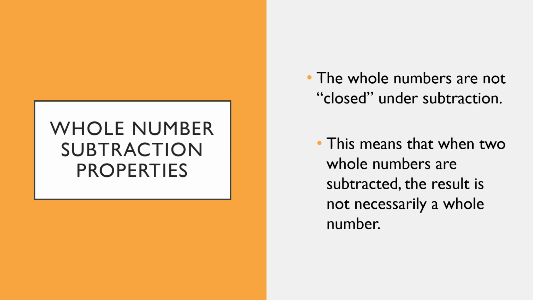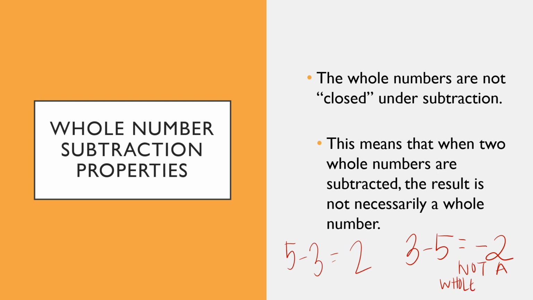It says, when 2 whole numbers are subtracted, the result is not necessarily a whole number. Sometimes it is. You might have something like 5 minus 3 is 2. 5 and 3 are whole numbers, so is 2. But if you switch that around, 3 minus 5, what's 3 minus 5? That would be negative 2. That is not a whole number. Remember, whole numbers are positive integers and 0. I was trying to write number there, but I wrote value. So that is not a whole number.